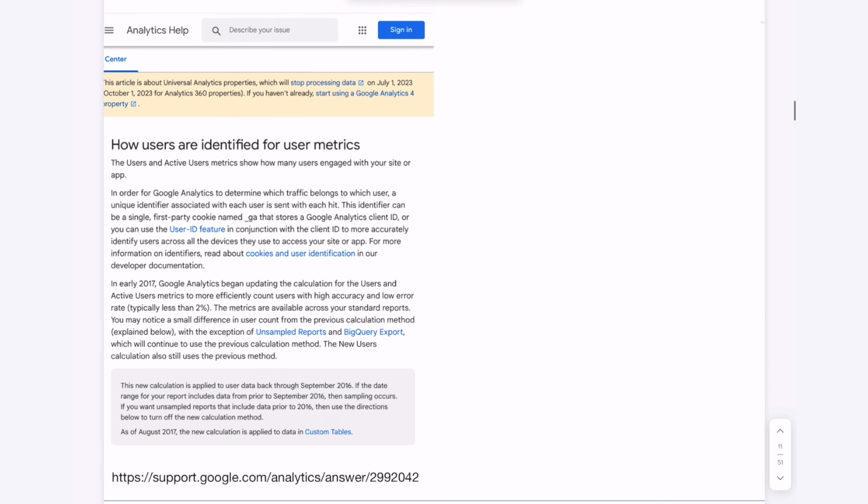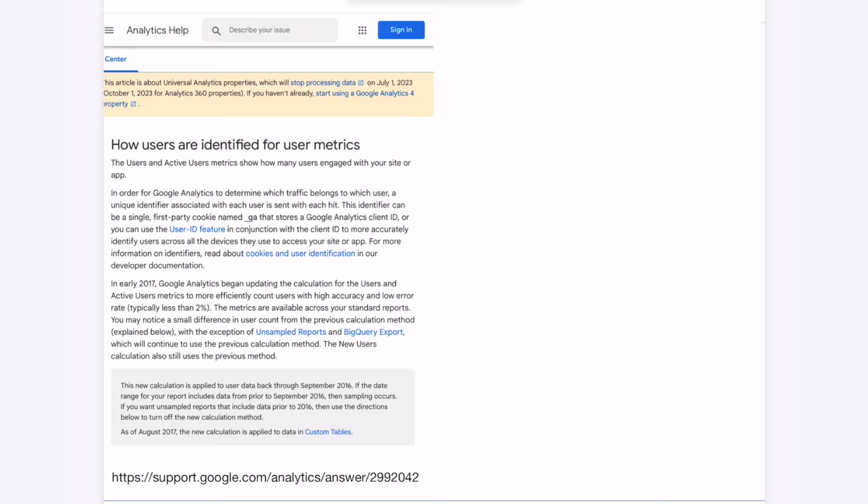Here's a blog post I found on Google where they talked about how they identify unique users. And one thing kind of interesting was they said in 2017, they actually started updating how they calculated things to try to count users more efficiently, with higher accuracy and lower error rate, typically less than 2%. So that's already kind of interesting. Just words like more efficiently. Somehow they're doing something non-trivial with room for improvement. High accuracy and low error, right? So they're not trying to do things perfectly. That's kind of interesting.